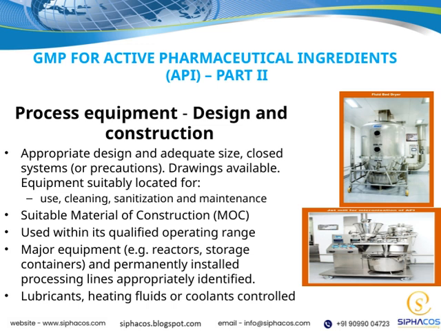The equipment should always operate within its qualified operating range to guarantee safety and performance. Major pieces like reactors, storage containers, and processing lines should be clearly identified and permanently installed, providing clarity and traceability. Additionally, lubricants, heating fluids, or coolants must be carefully controlled to prevent contamination and maintain process consistency. All these elements, design, materials, placement, and control, are vital to maintaining a high-quality, compliant manufacturing process for active pharmaceutical ingredients.